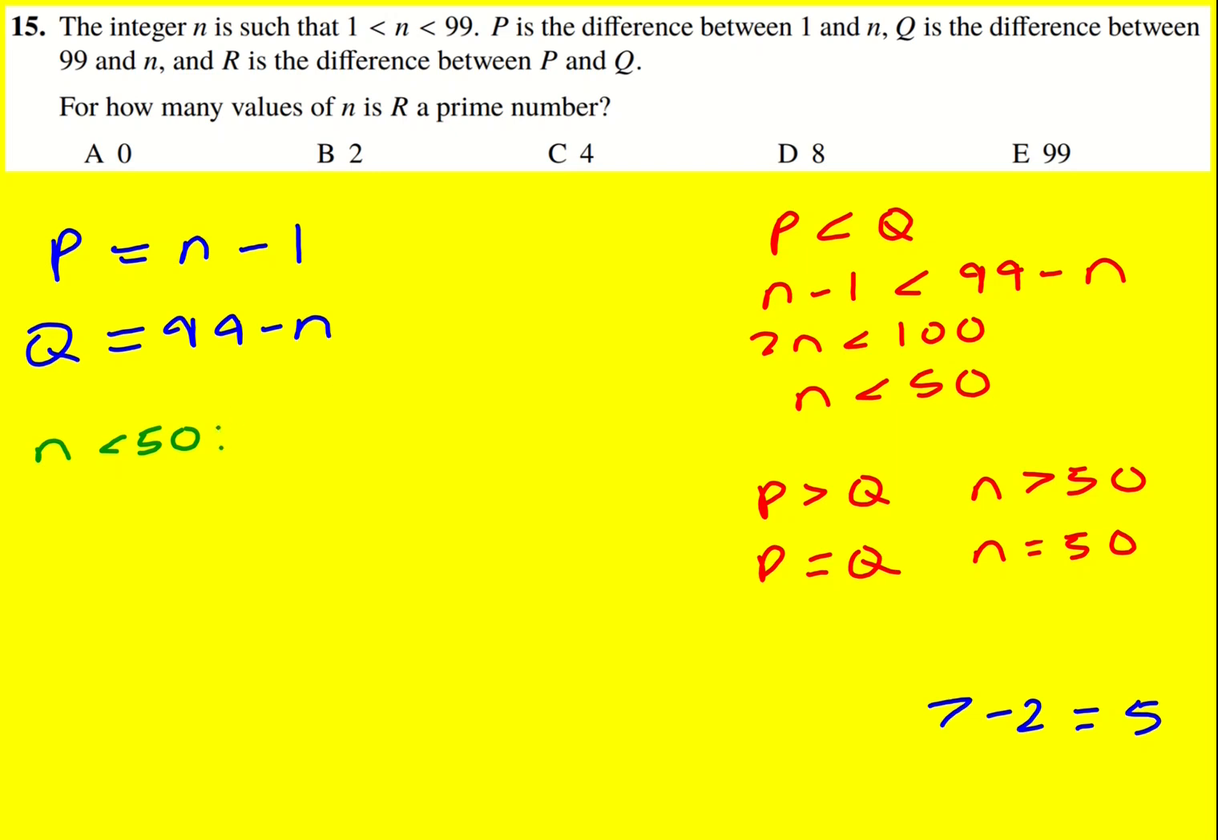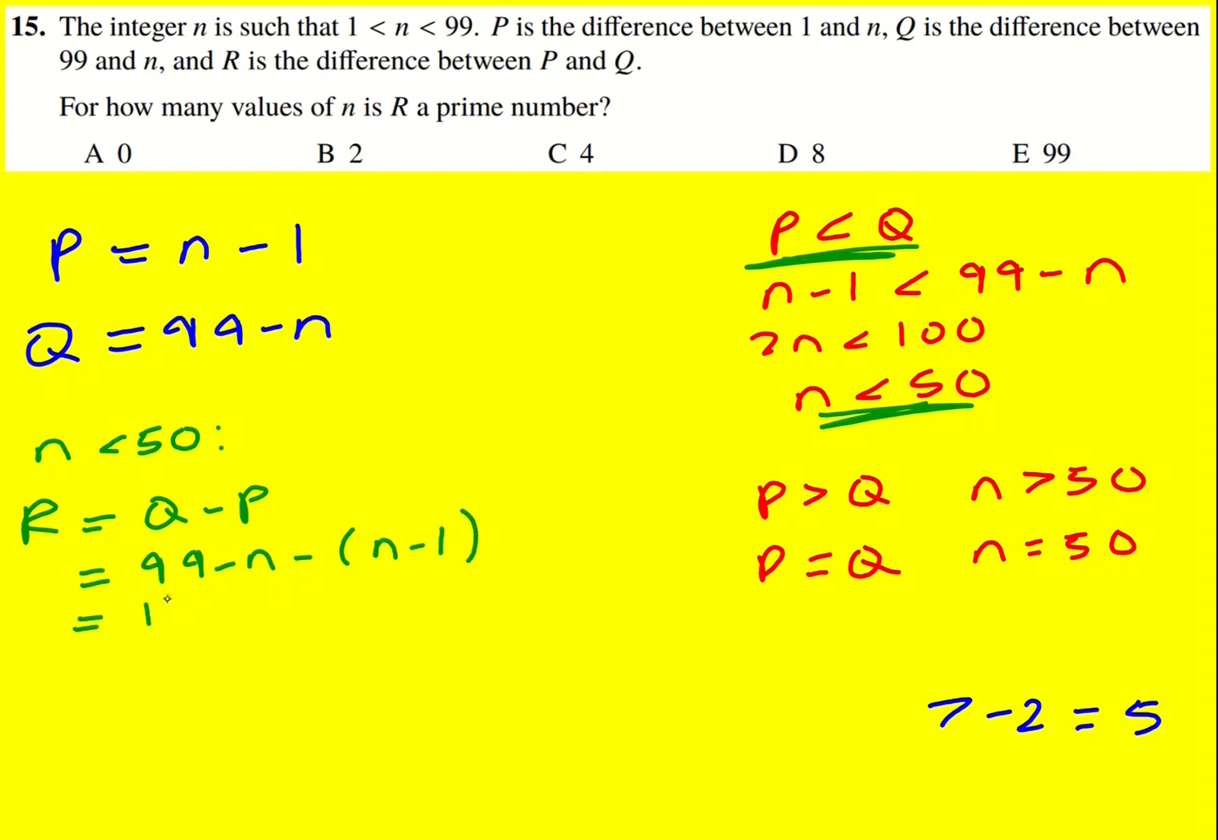So for n less than 50, we've got that p is less than q, and therefore r is going to equal q minus p, because q is the bigger number. Then it will be 99 minus n minus n minus 1. And that will become 99 plus 1, or 100, minus n, that's minus 2n.